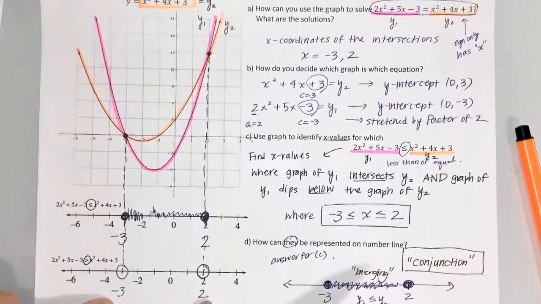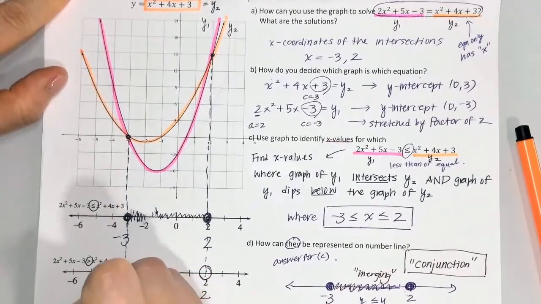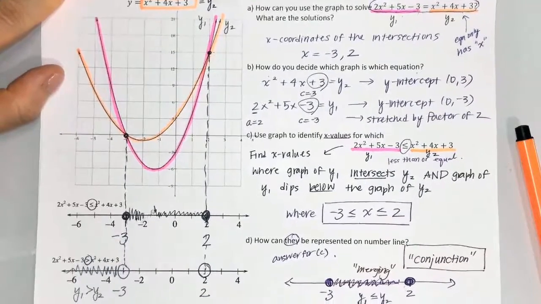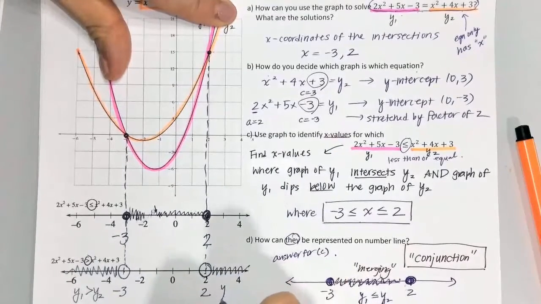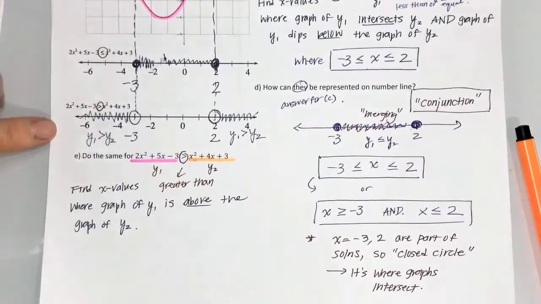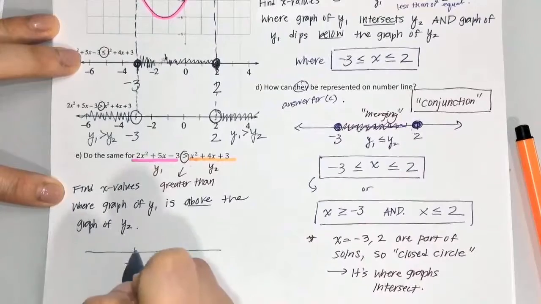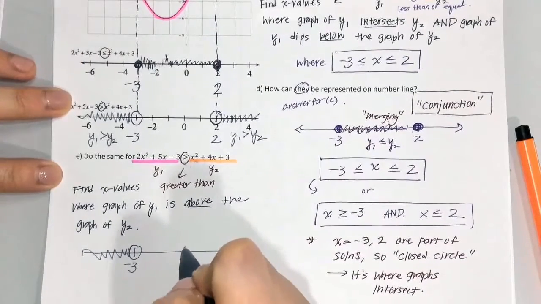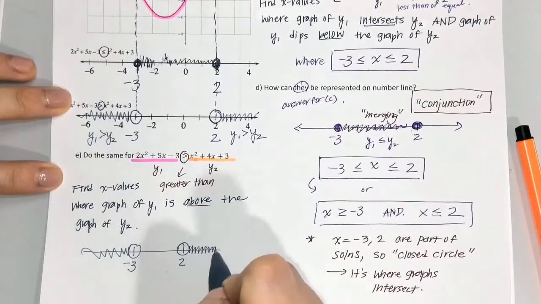I'm going to use that point, and then from x of -3 to the left is where my pink graph is above the orange graph. And then to the right of x of 2 is where my pink graph is above the orange graph. So here it is. Use a number line once again. I'm looking at where my graph is left of -3, and then I found that my graph for the pink graph, or y sub 1, is above when x is greater than 2.